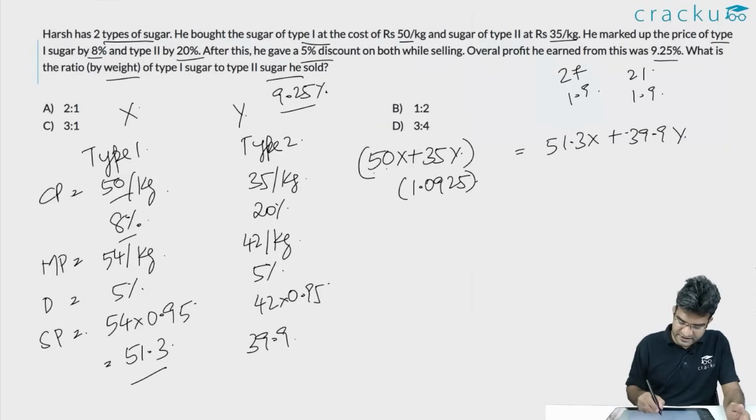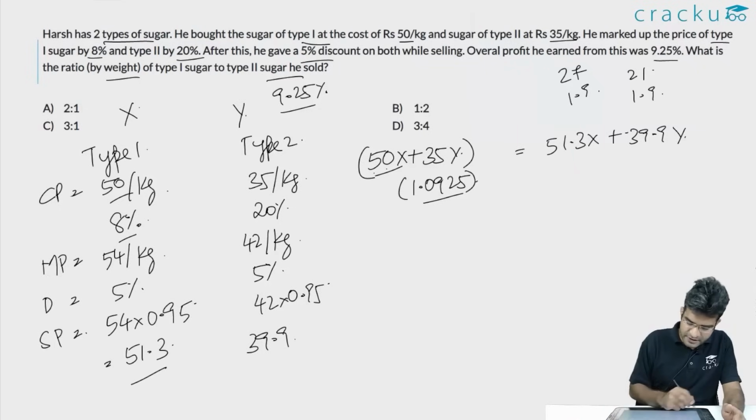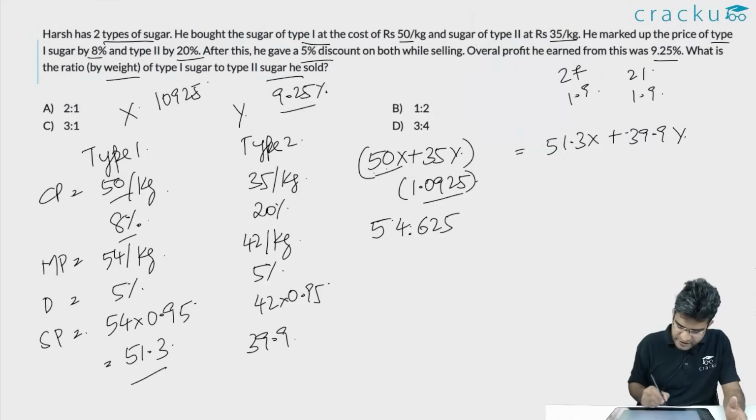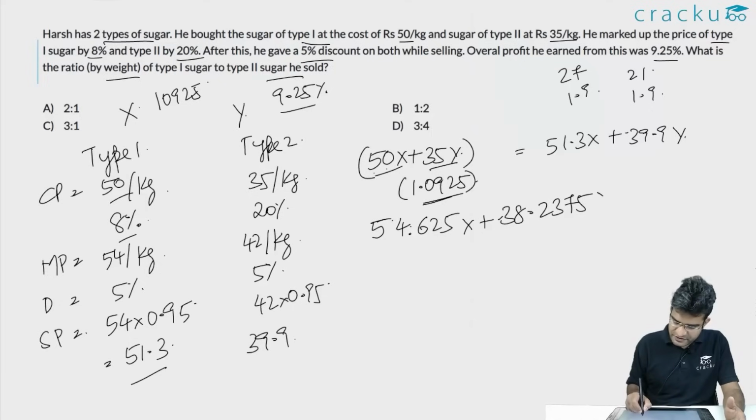So we can simplify this. What is the value of 50x into 1.0925? You can use your calculator, or in general for these kind of things, I just divide this by 2, because 50 into 2 is equal to 100, but these kind of things can be solved using your calculator. So this becomes equal to 54.625x plus 35 into 1.0925 will equal, I think, 38.2375y. This again you can use your calculator to figure it out. This is equal to 51.3x plus 39.9y.